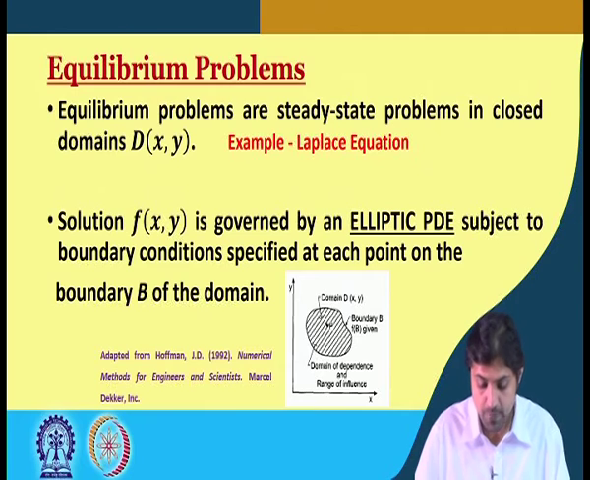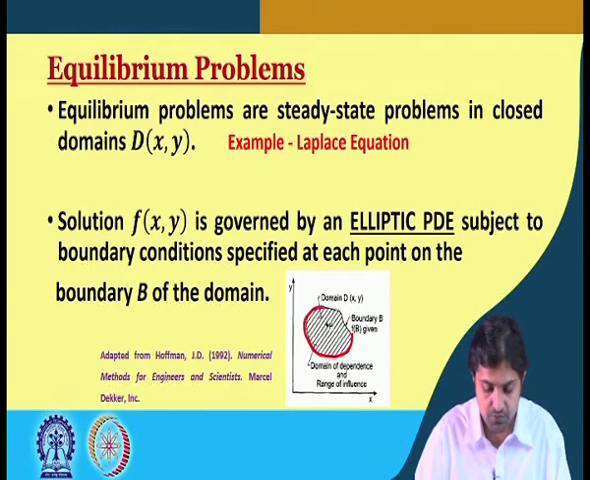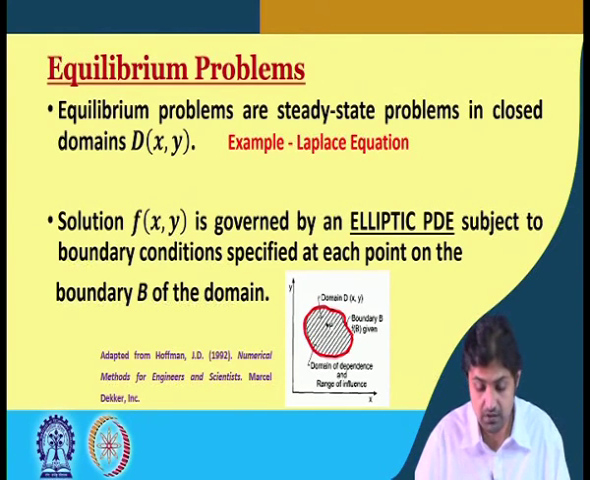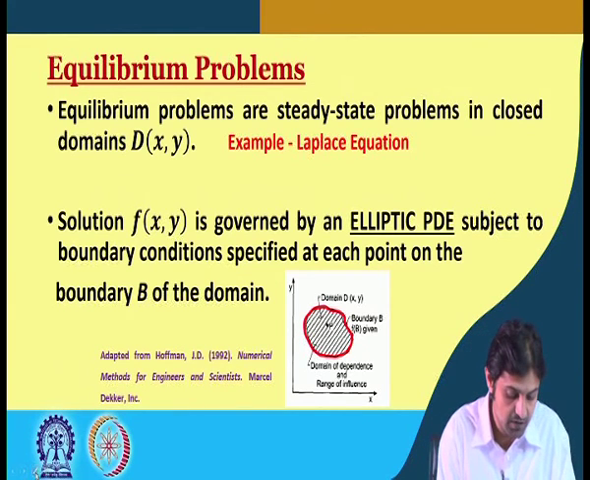Something like this. So, if this is the figure, you see because this is an elliptical PDE, the domain of dependence and range of influence are the same, all the domain, and this is the boundary. So, we should be able to supply the boundary conditions at all the points, okay, which is denoted by B here.